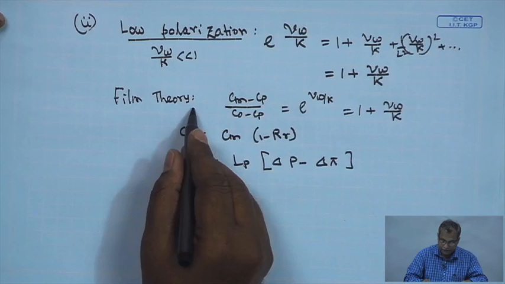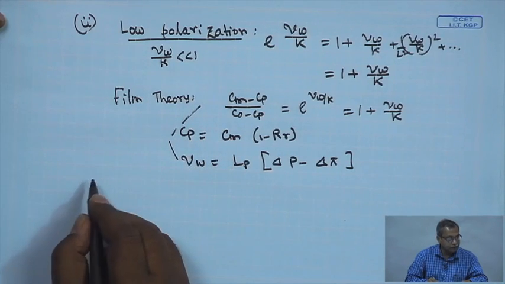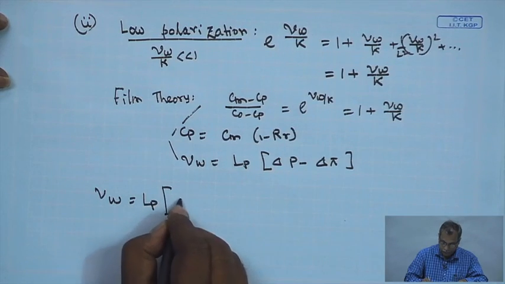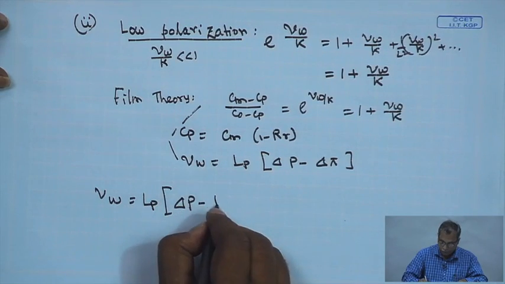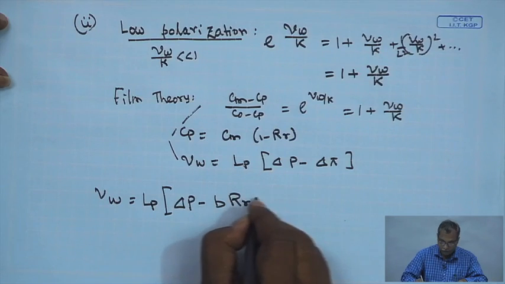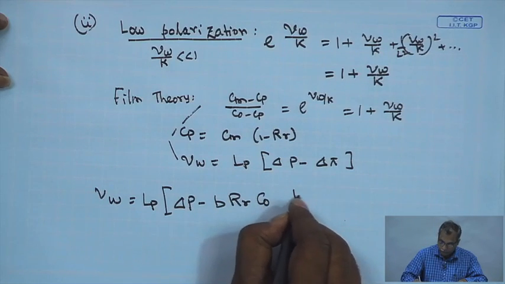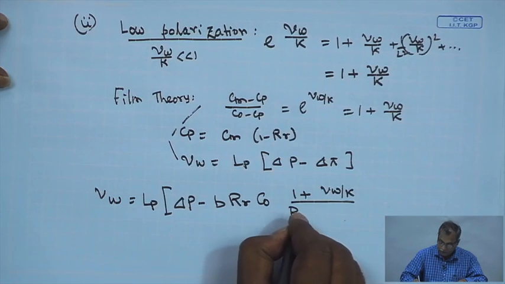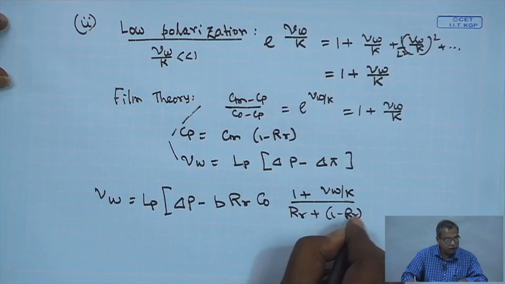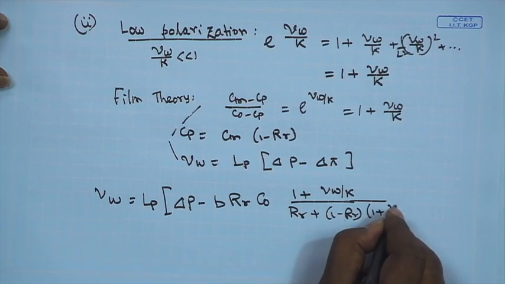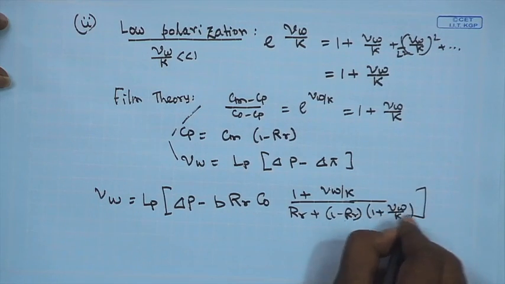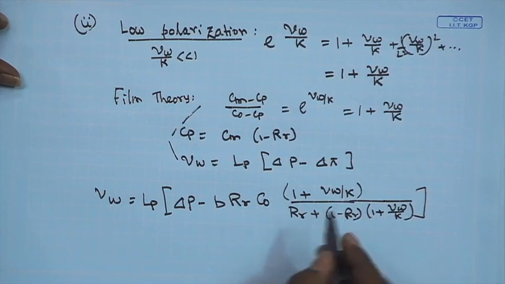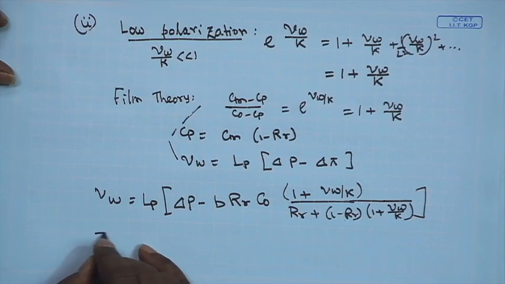Now, combining these three equations, we will get a simplified version as Vw equals Lp del p minus b Rr C naught into 1 plus Vw by k, divided by Rr plus 1 minus Rr into 1 plus Vw by k. Now, in this case, what will you ultimately get? Ultimately you will get a quadratic in Vw.